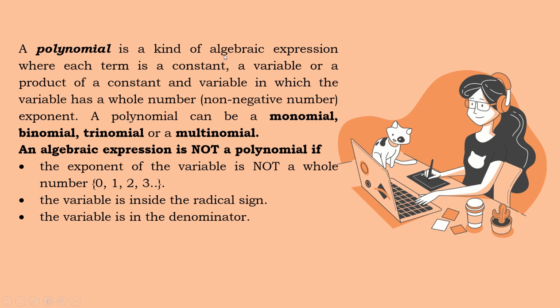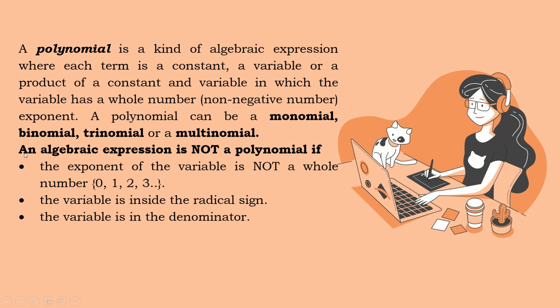When we talk about an algebraic expression, it's a combination of letters or numbers where each term is a constant. A constant is a number on its own. A variable is any letter from our English alphabet, or a product of a constant and a variable in which the variable has a whole number, non-negative exponent, meaning the exponent is positive. A polynomial can be a monomial, binomial, trinomial, or multinomial. Later we'll know what is monomial, binomial, trinomial, or multinomial.